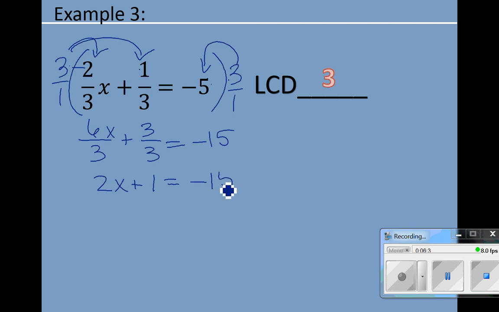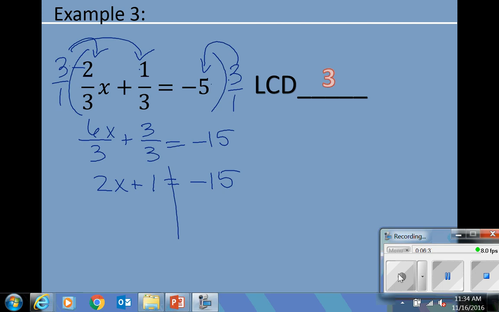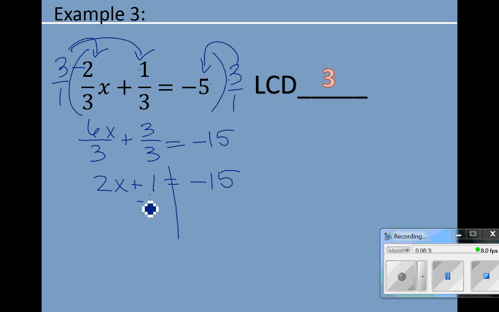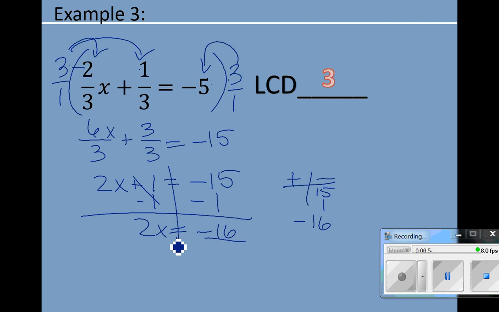equals negative 15. You have a two-step equation. You would subtract 1 from both sides. If you made a T-chart, they would both be on the negative side. You would combine them and get negative 16. Divide both sides by 2. X equals negative 8.